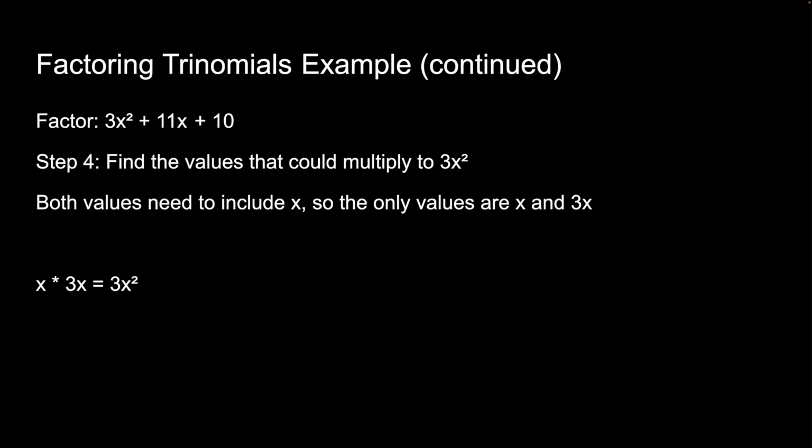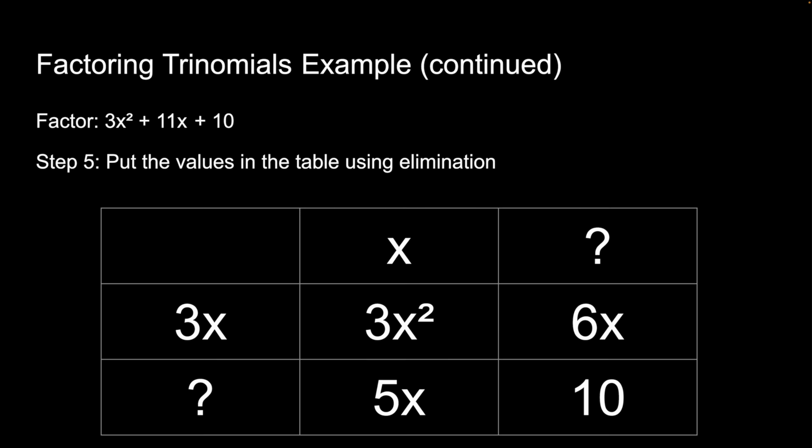Now what you want to do is you need to find the values that can multiply to your first term, or 3x squared. In every single case when you're factoring, both values need to include x, so the only values that can multiply to 3x squared are x and 3x. Because x times 3x would give you 3x squared, and 3 is a prime number, so there are no other factors of it.